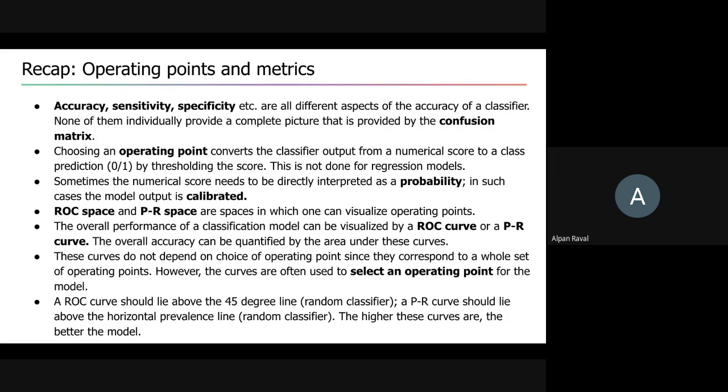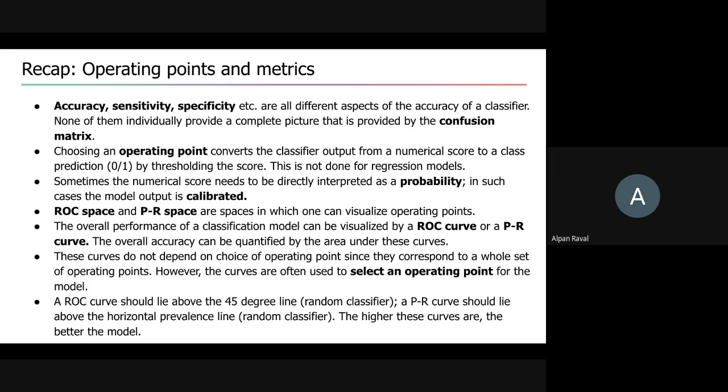We talked about ROC space and PR space as two spaces in which one can visualize operating points and also metrics. The overall performance of a classification model can be visualized by a ROC curve or a PR curve. We also talked a little bit about the area under these curves being an overall measure of the accuracy of the model in a way that is independent of whatever operating point you choose. So these curves do not depend on choice of operating point, since they correspond to a whole set of operating points. In order to draw the curve, you have to compute the confusion matrix at every operating point.